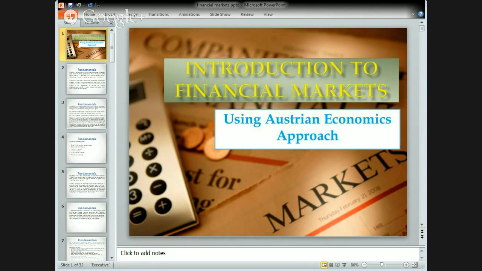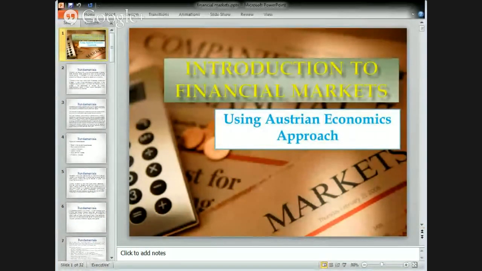how people work with the financial markets, how they manage their investments, how they determine various prices, how they analyze the market, mostly from the mainstream point of view. And then I'm going to talk a little bit about how the Austrian economists deal with the financial market and how it differs from the mainstream analysis of financial markets.